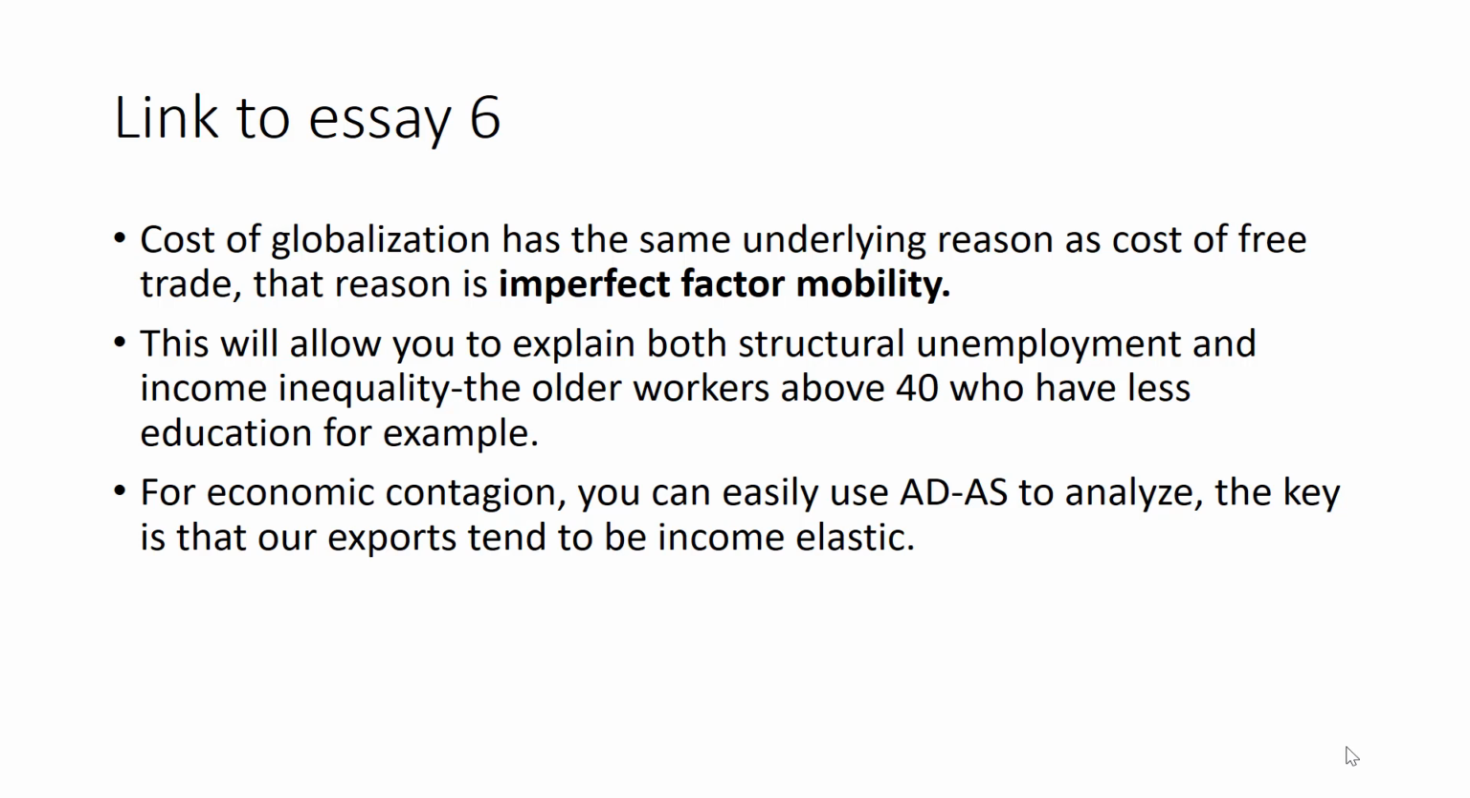For economic contagion, you can easily again use ADAS to analyze. The key is that Singapore's exports tend to be income elastic. So when the world is doing very well, the demand for our exports will rise more than proportionally. However, when there's an economic downturn in our trading partners, as their GDP falls, because the demand for our exports tends to be income elastic, the demand for exports will then fall by more than proportionate. So that's how you explain economic contagion using ADAS.